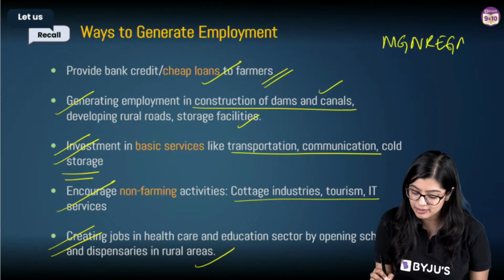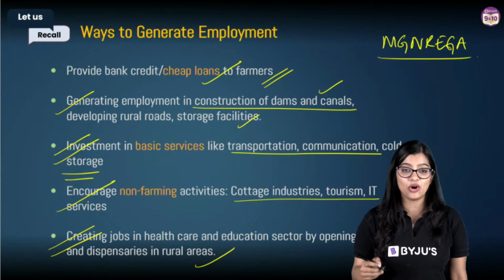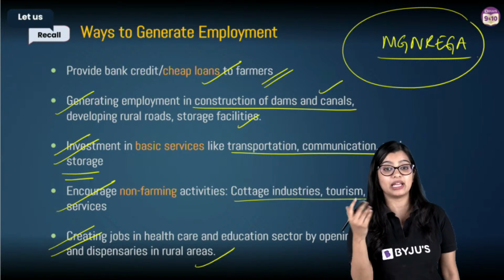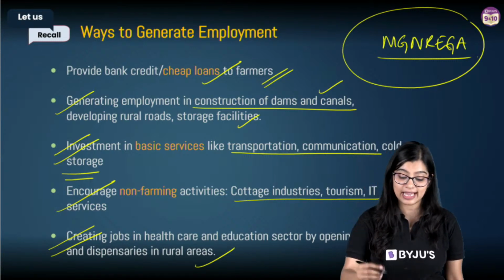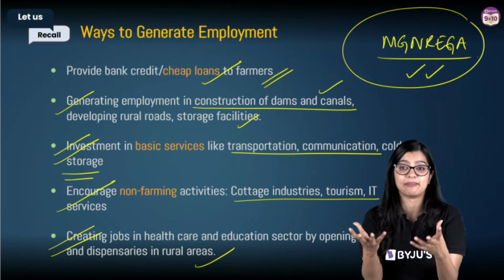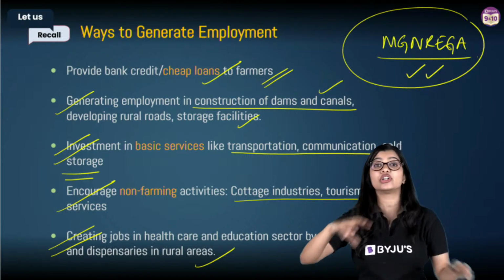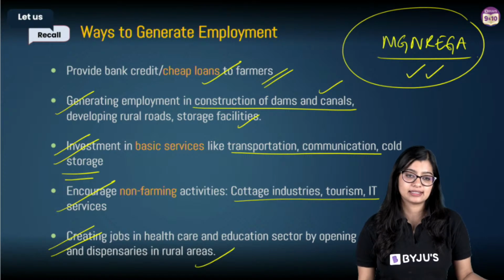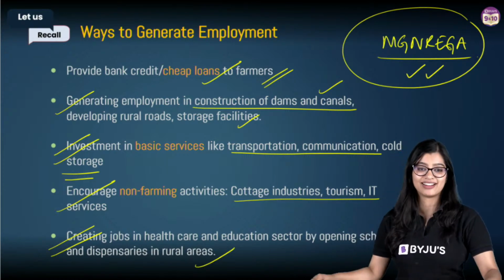MGNREGA. Yeah, I made a mistake. So now of course, as we know, this scheme was also brought into the picture so that people, especially daily wage workers, get some kind of opportunity from the government to get a job. Yes, MGNREGA. Thank you for that.